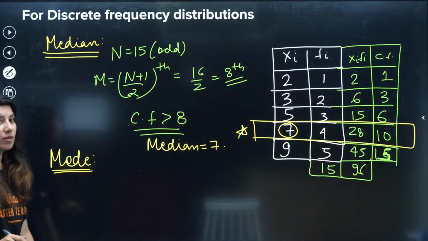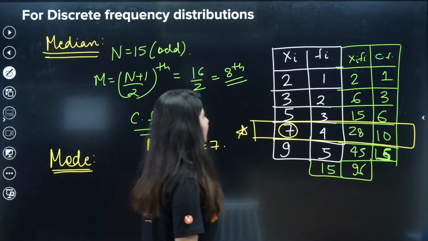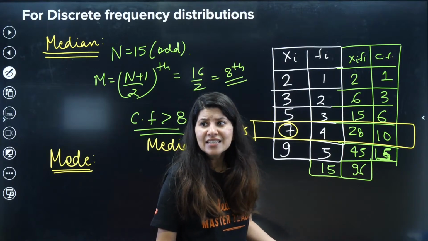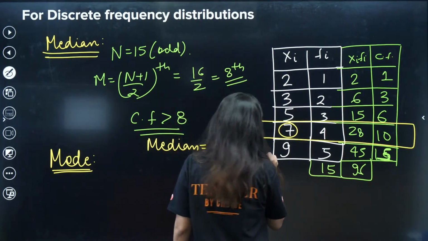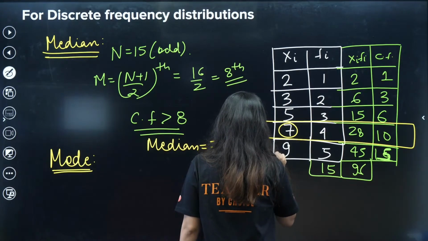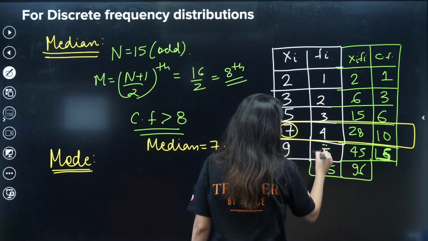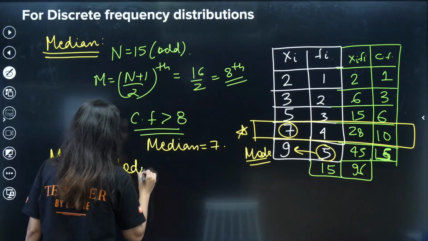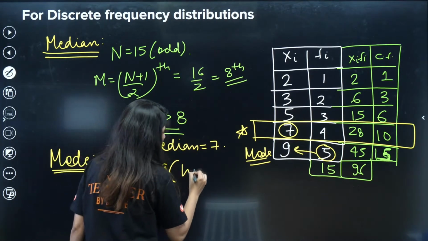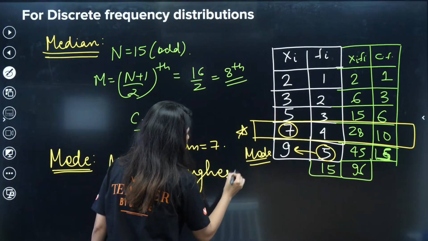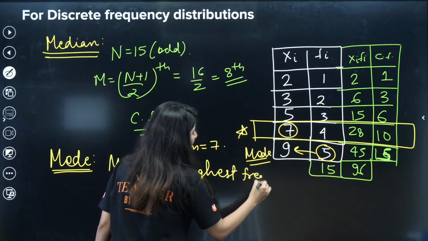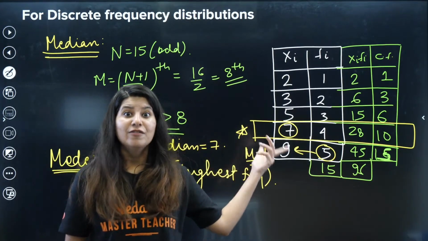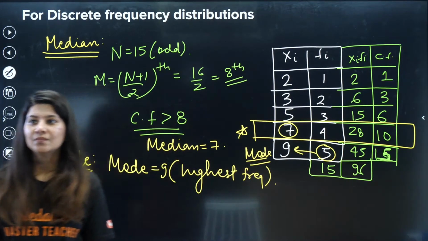What about mode? How to calculate mode out of it? Mode is nothing but the observation with the highest frequency. So I can clearly see the highest frequency is 5. So 9 is your mode, because 9 has the highest frequency. Are you getting my point? How to calculate mean, median, mode, all three for discrete data?